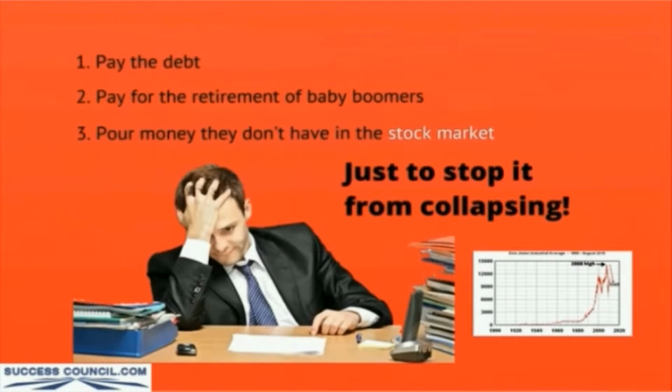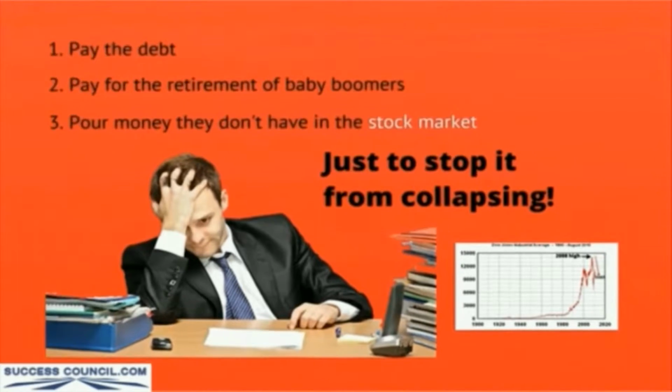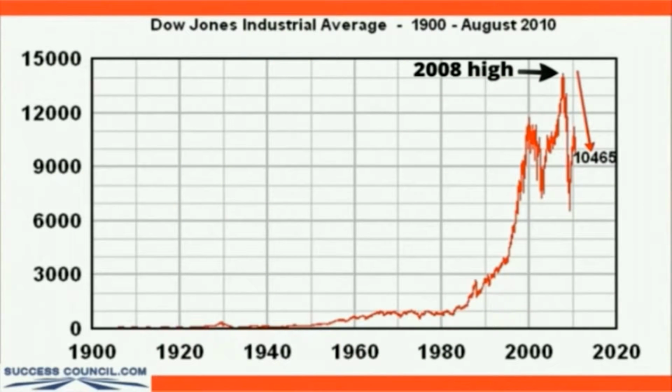So, for the young workers of the world, in addition to paying off a debt they have no chance of paying off, and in addition to paying for the retirement of the baby boomers they have no chance of paying, they will also need to pour money they don't have into the stock market at a rate equal to or greater than the rate many baby boomers are pulling it out just to stop it collapsing. It simply cannot happen. Already nearly 30% of the stock market value from the 2008 high has been eroded as the early boomers start to pull their money out.